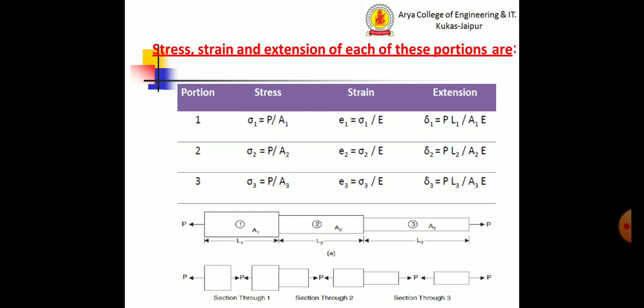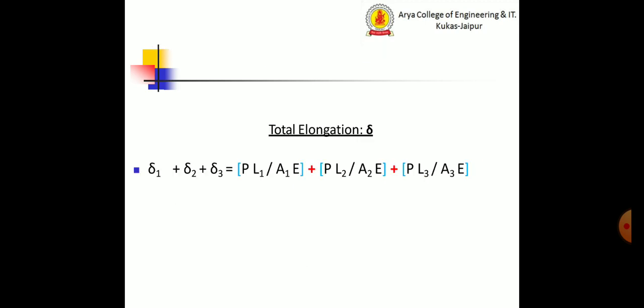Similarly, the extension will be, for portion 1, PL1 by A1E, for portion 2 PL2 by A2E, and for portion 3 PL3 by A3E. The total elongation will be del 1 plus del 2 plus del 3. Here we can take P and E common, and the final formula will be P upon E, under bracket, L1 by A1 plus L2 by A2 plus L3 by A3.